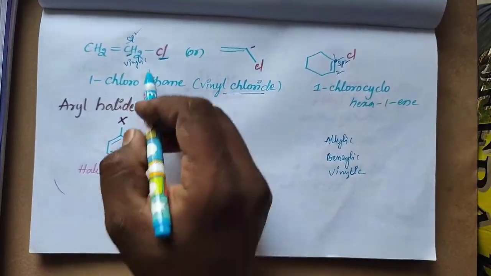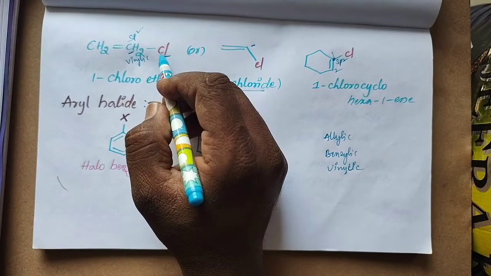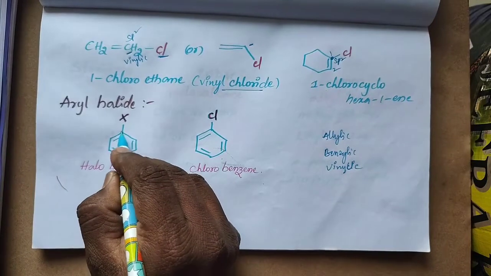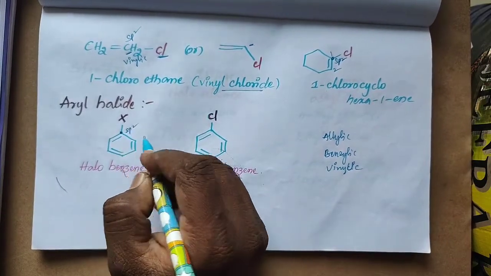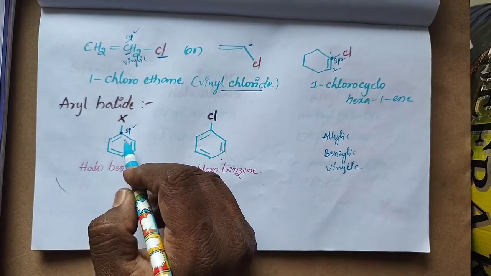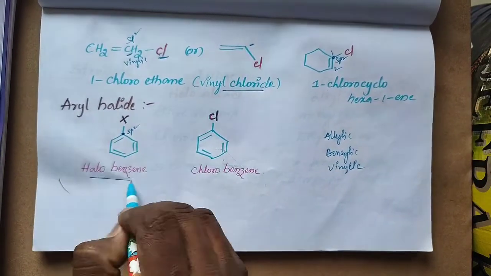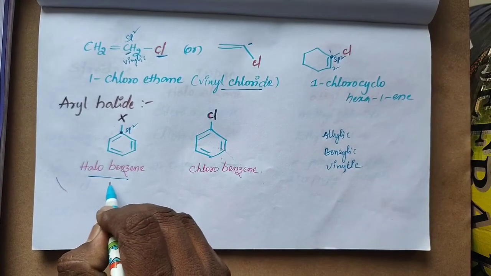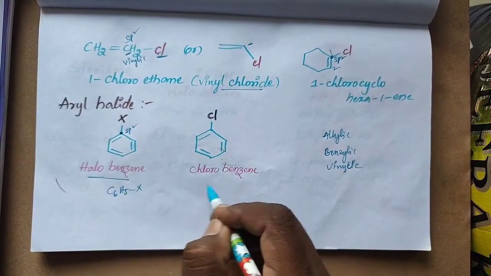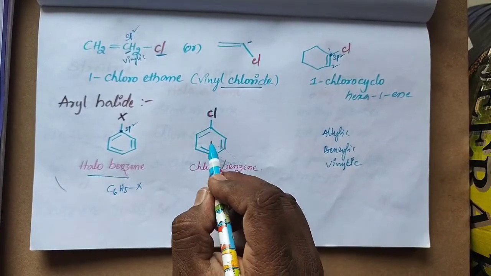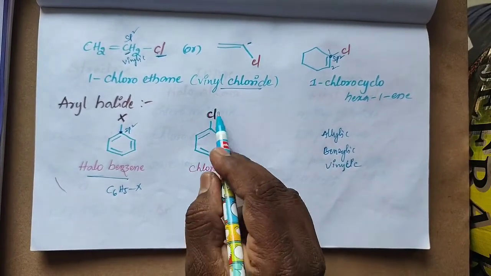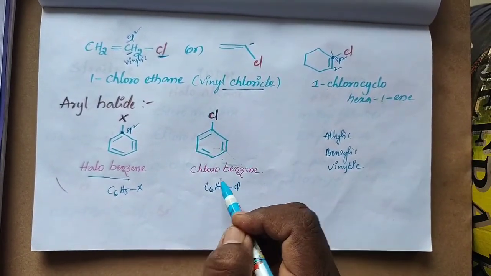And a halogen directly bonded with an aromatic sp2 carbon. This is an sp2 carbon but of aromatic nature. Halogen directly bonded with an aromatic sp2 carbon is an aryl halide. The name is halobenzene, C6H5X. Take an example: C6H5Cl, this is chlorobenzene.